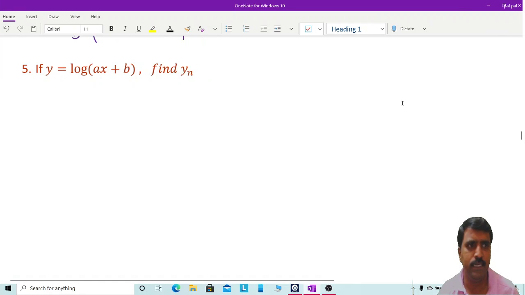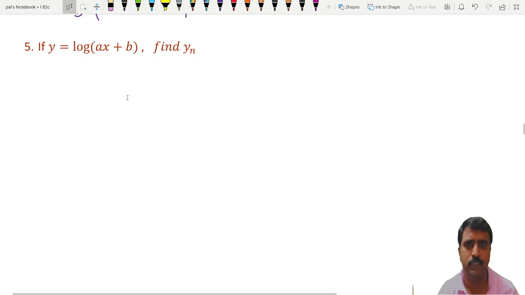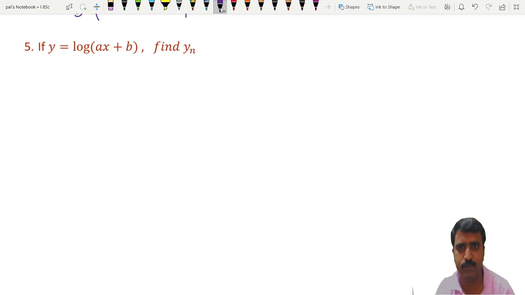you take the function y. Write the given function, let y is equal to log of ax plus b.